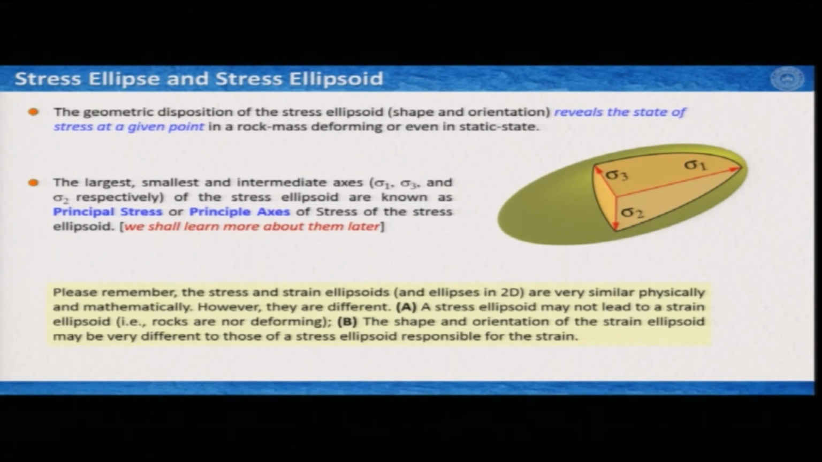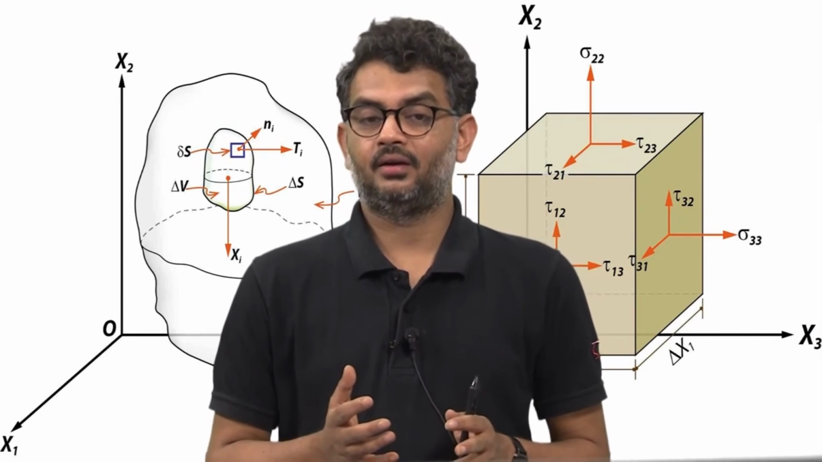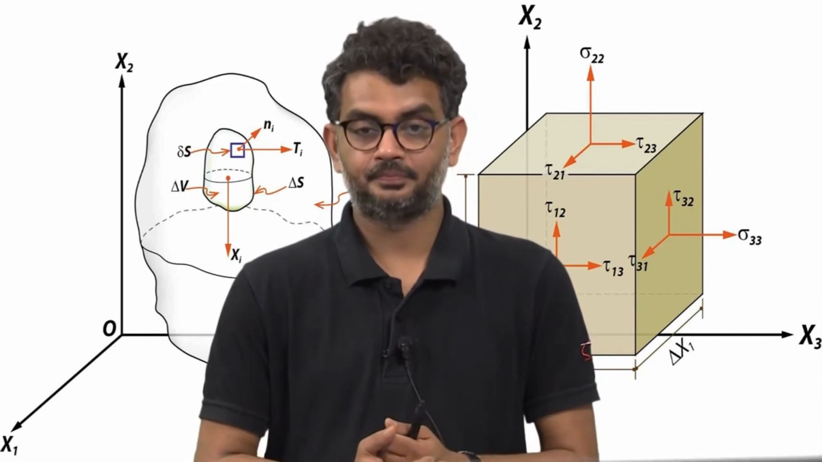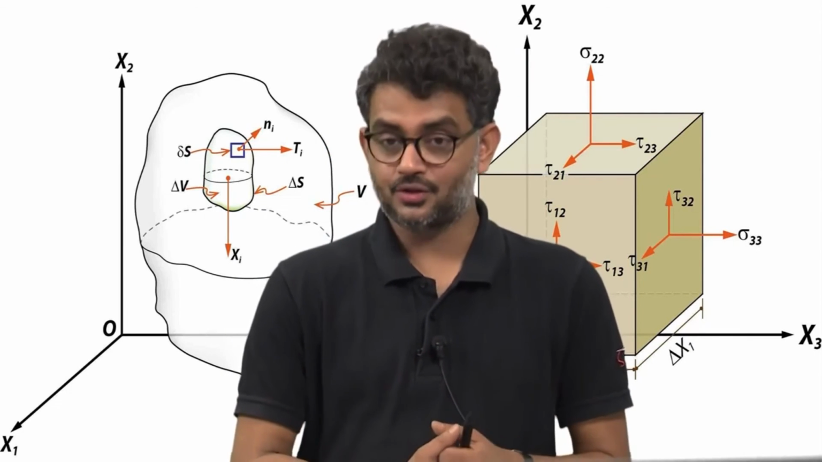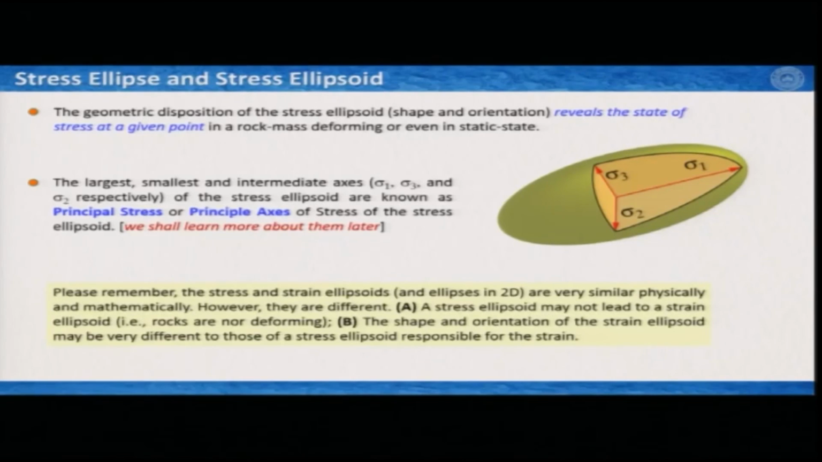Now, this is something very important that we have just learned. Not necessarily, because there is a stress, the rock mass has to deform. And we have just learned that the largest, smallest and intermediate axes, which define sigma 1, sigma 3 and sigma 2 respectively, of the stress ellipsoid, are known as the principal stresses or principal axes of stress of the stress ellipsoid.